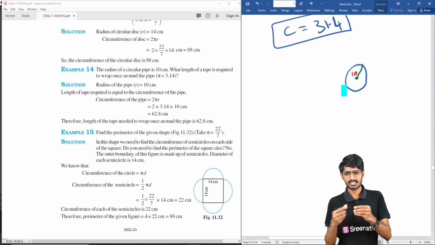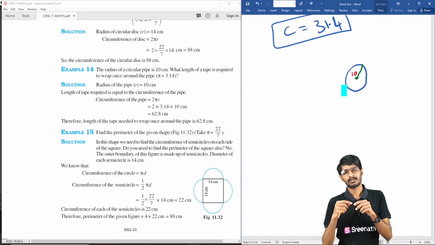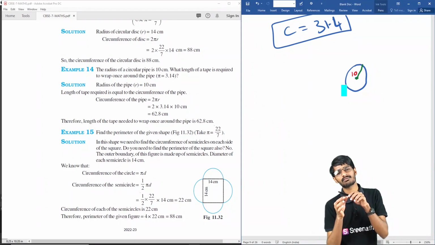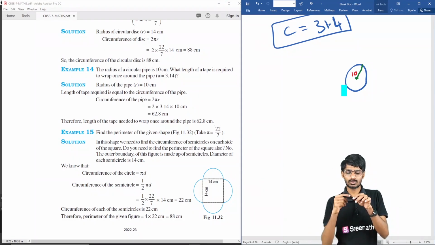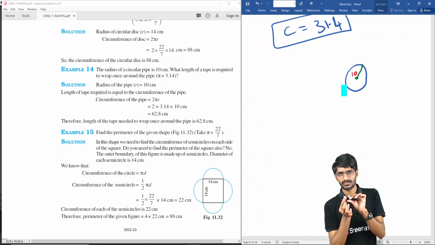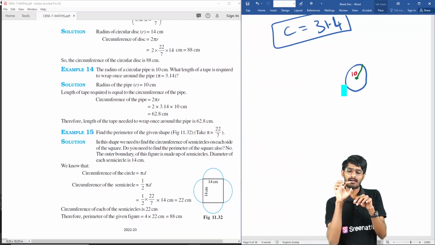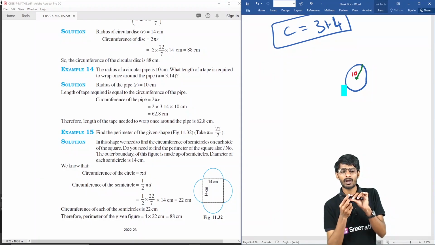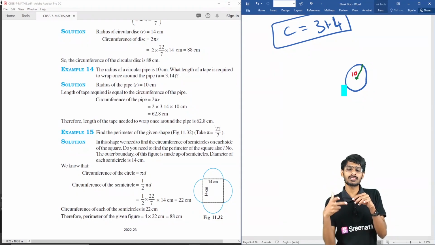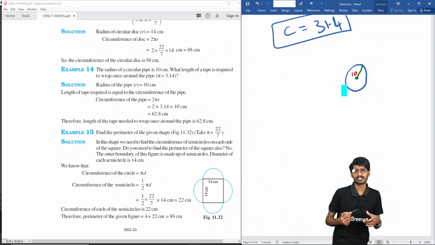So just think, if it is the pipe and one time we have to wrap it around, how much length of tape do we require? Which means the length of the tape must be equal to the circumference of the circle. Then only it is sufficient to cover the pipe. If you take a tape with a small length, we can't measure the complete circumference. If you take more tape, greater than the circumference, it is not useful.